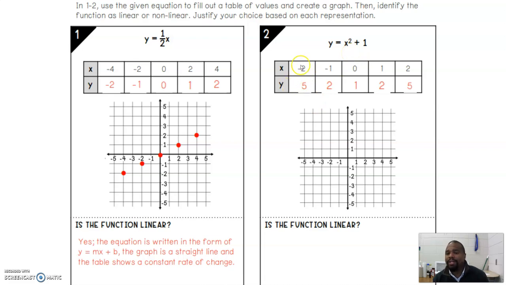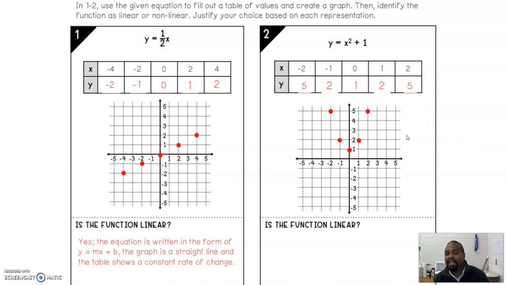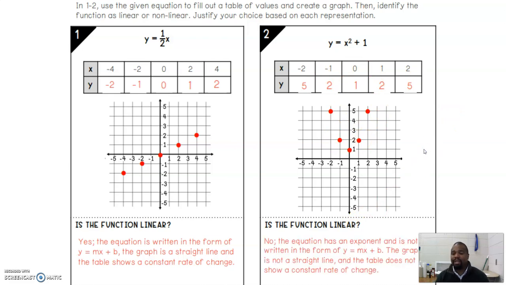So these are the ordered pairs: (-2, 5), (-1, 2), (0, 1), (1, 2), and (2, 5). If you plot these on our coordinate plane, it will look something like this. Now, if you notice, this is not a straight line. Because it's not a straight line and it's not a constant rate of change, this function is not going to be linear. It's not in the form of y equals mx plus b, and we could tell because you have an exponent. That's not in that same format. It's not a constant rate of change, and the graph is not a straight line.